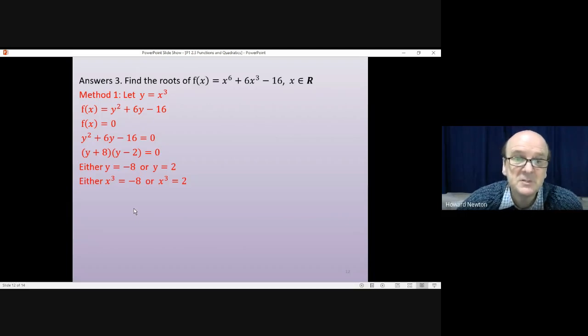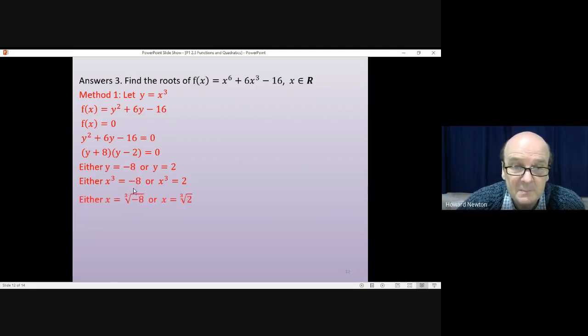Then we have to substitute back again. You always have to do this if you choose to use a substitution. Y was never in the question originally. Y was x cubed. So at this point, we change back from y to x cubed. So x cubed could equal minus 8 or x cubed could equal 2.